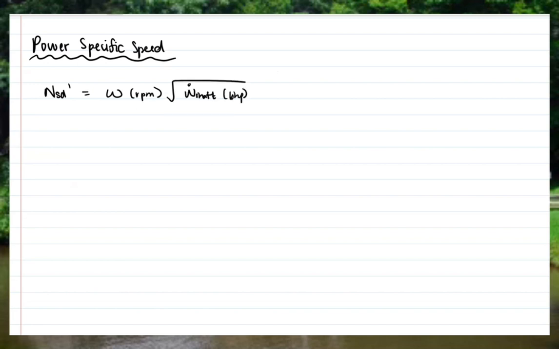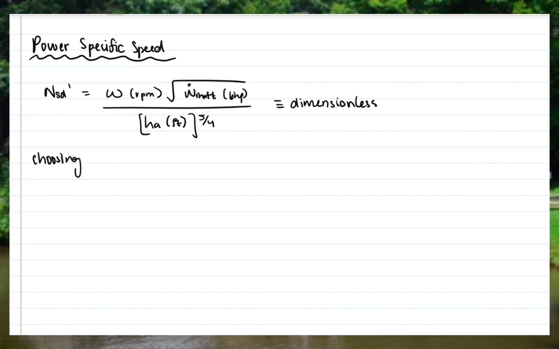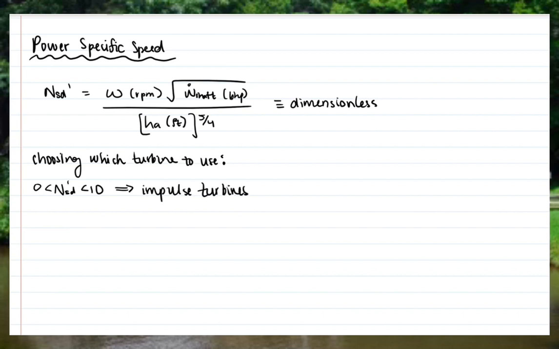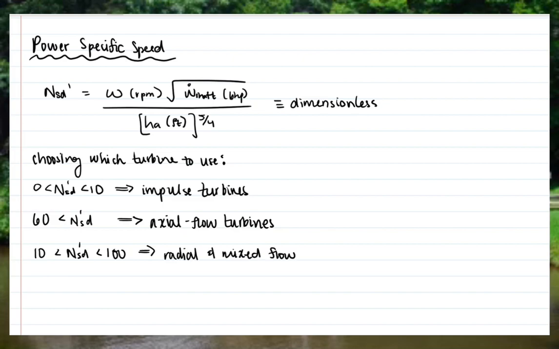In order to determine which type of turbine is best for your system, you can also use power specific speed as shown, and this is going to be a dimensionless value. For values greater than 0 and less than 10, an impulse turbine is optimal. For values greater than 100, axial flow turbines are optimal. However, for intermediate values between 10 and 100, radial and mixed flows can be used.